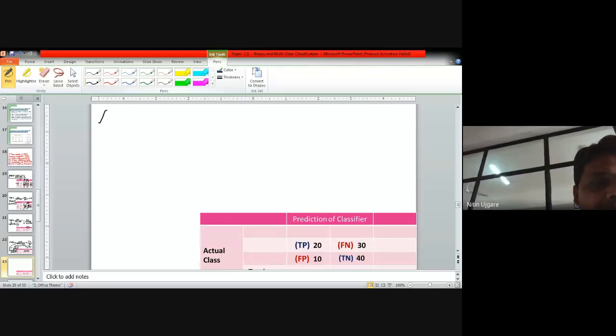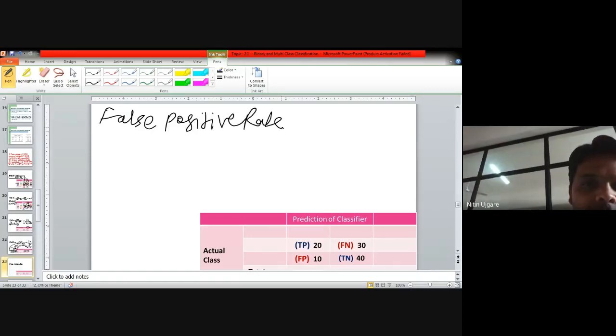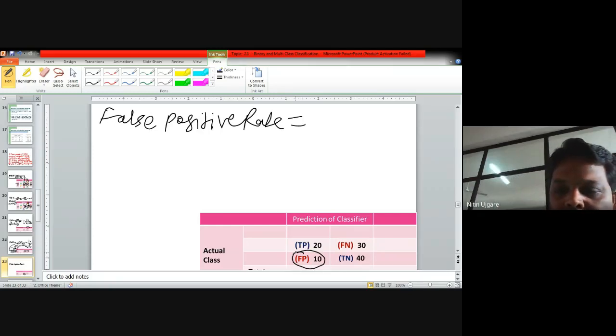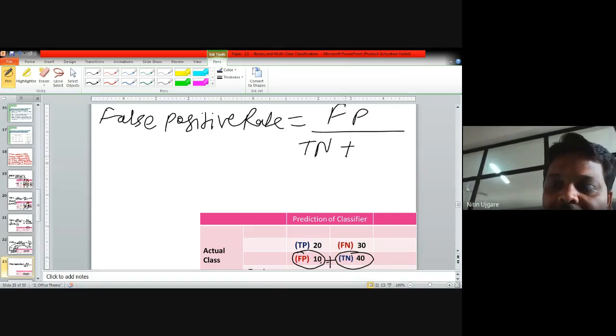So the false positive rate is calculated as, how do we calculate the false positive rate? The total number of false positives divided by the total number of correctly classified true negatives plus false positives. So, the total number of misclassified negative instances divided by the total number of correctly classified negative instances plus misclassified negative instances.